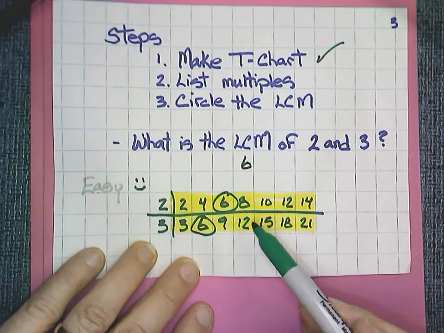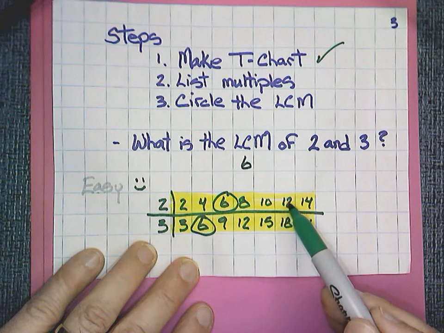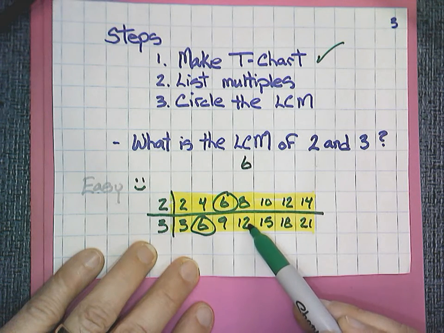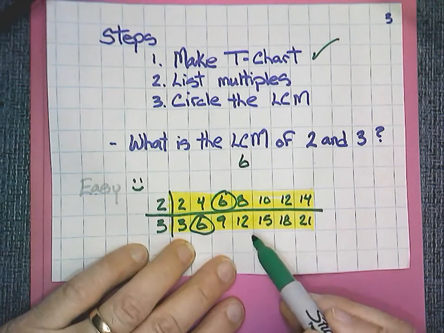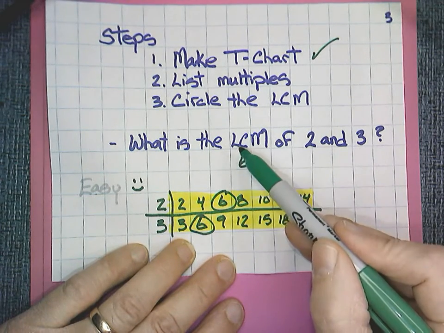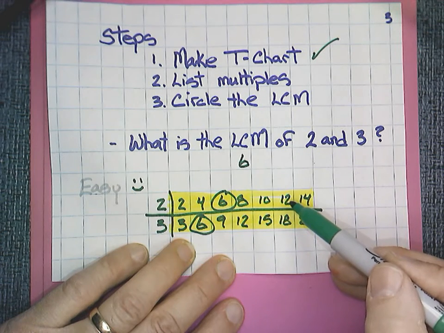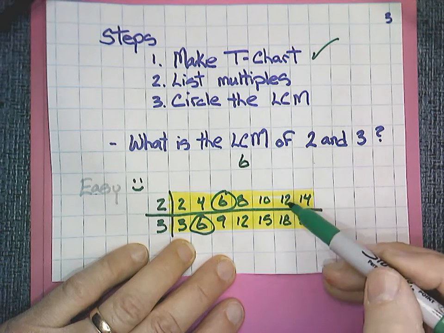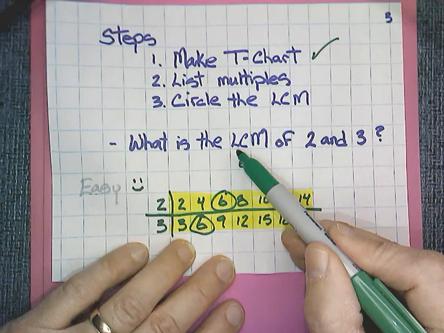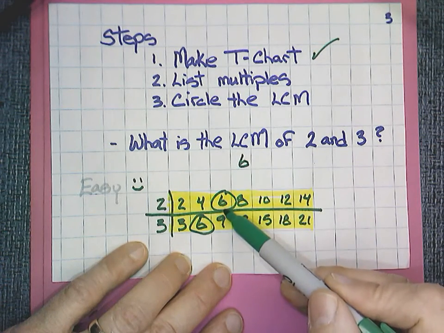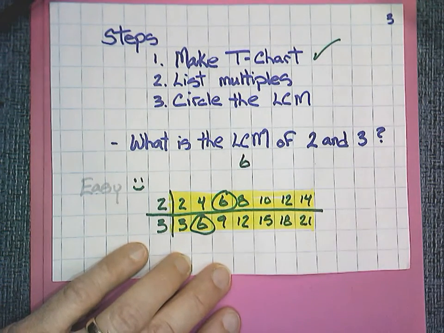Now, if you look carefully, you will also see 12, right? And 12 here. Remember, we're looking for the least. So even though 12 is common, they would call that a common multiple. We're looking for the least. So we're really just looking for the 6 when you see least common multiple.